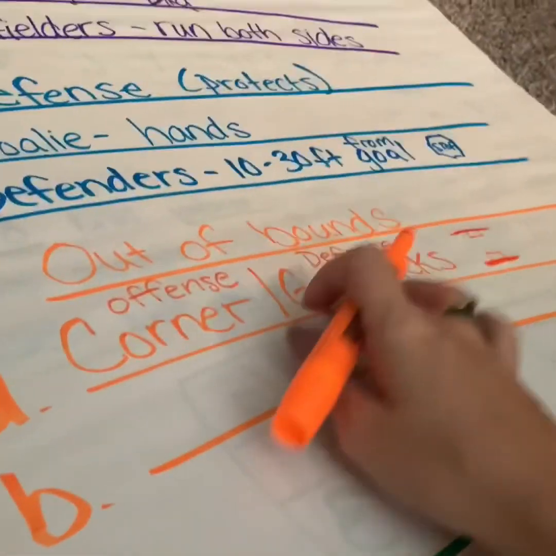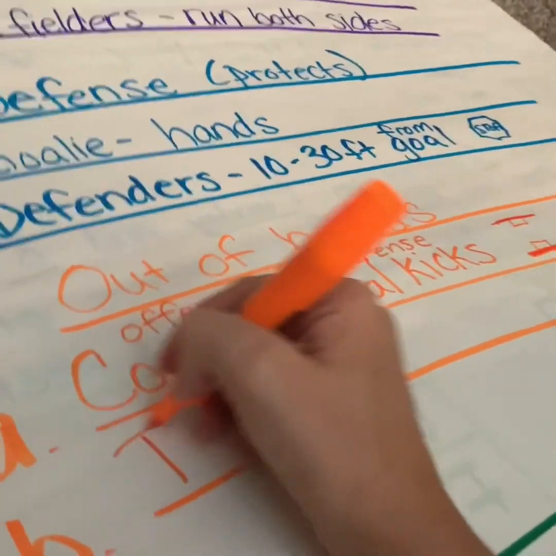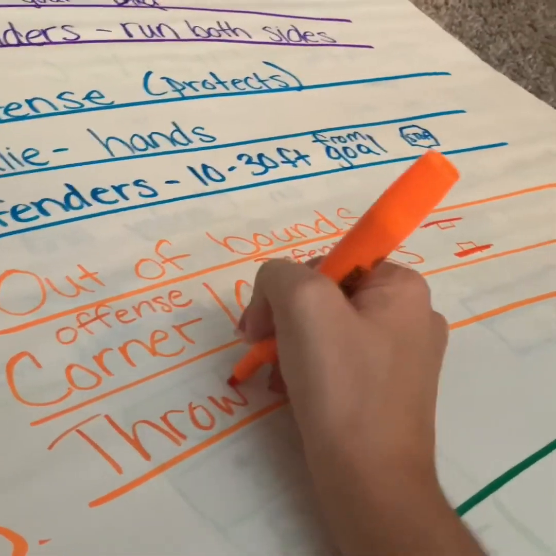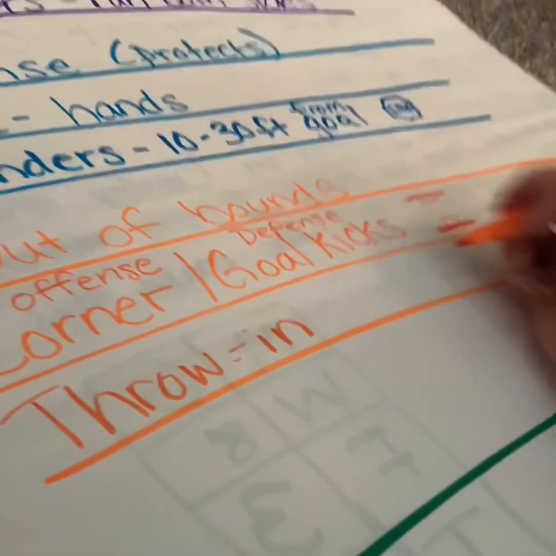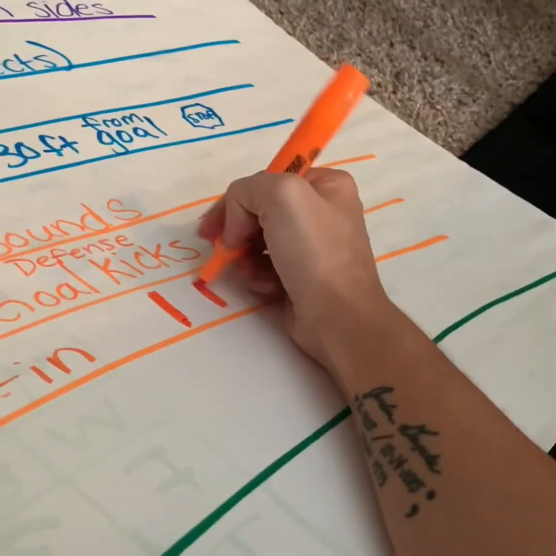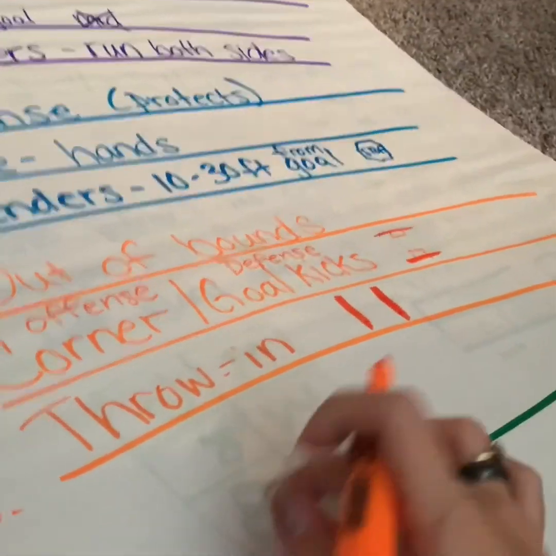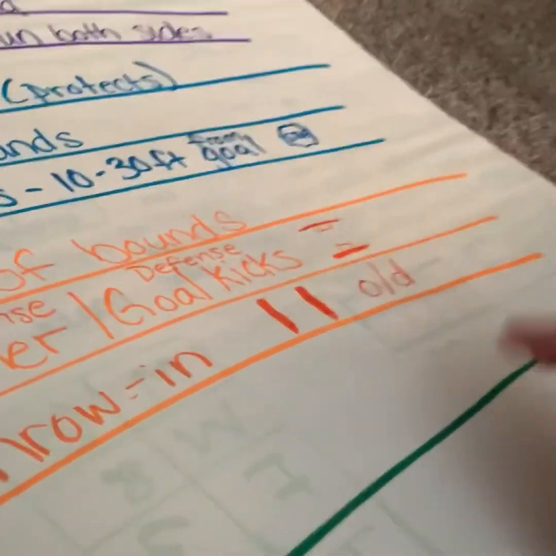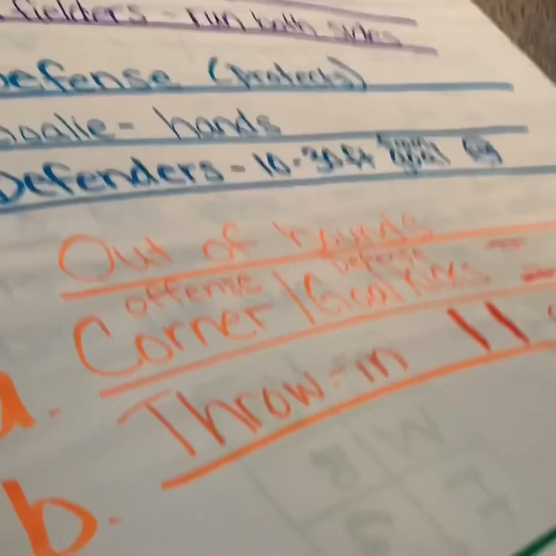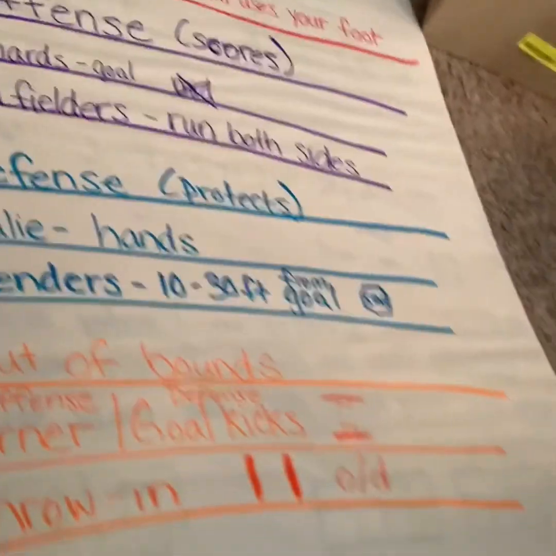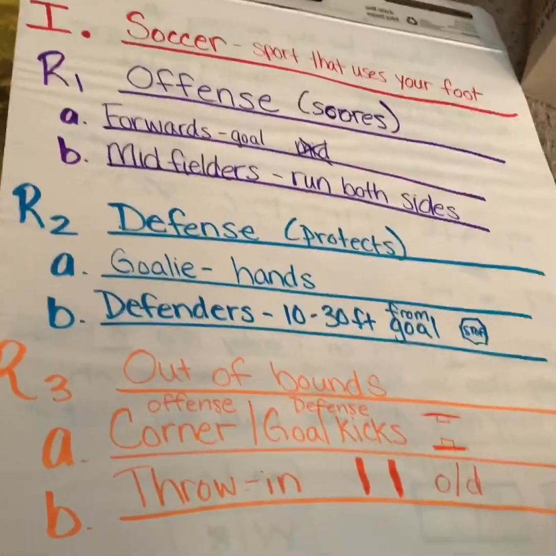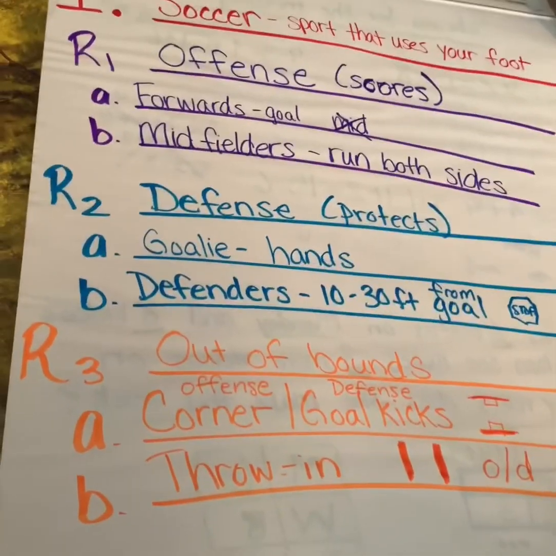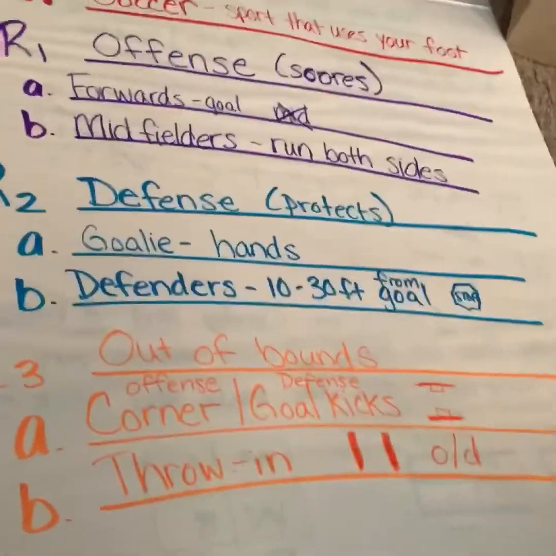The other part about the ball going out of bounds is a throw-in. And that's when the ball goes out of bounds on the sides. And whoever, offense or defense, whoever gets the ball will throw it in. So now we broke down the sport of soccer. We have offense, defense, and out of bounds.